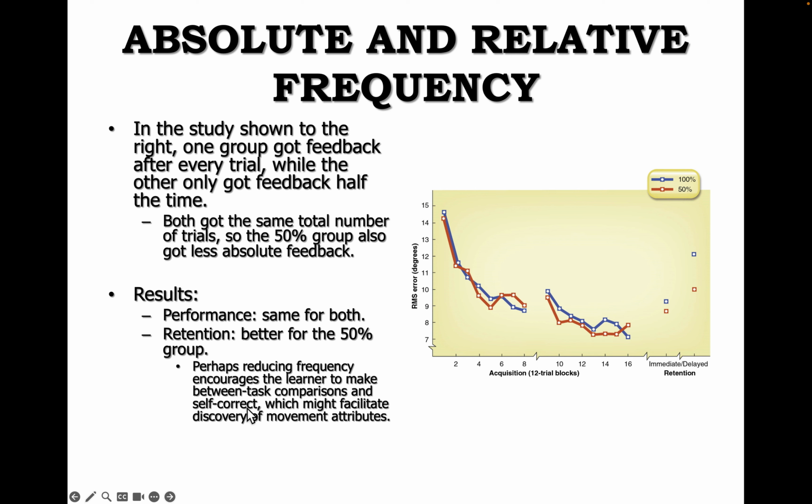And what the authors presume is the reason why the group that got less feedback actually improved better is that reducing the frequency of feedback encourages the learner to make comparisons between how well they're doing in the blank trials and what feedback they've gotten previously on some of those other trials. By making these comparisons, the athletes self-corrected themselves and essentially learned on their own to try to do better on the other trials when they were not given actual feedback.